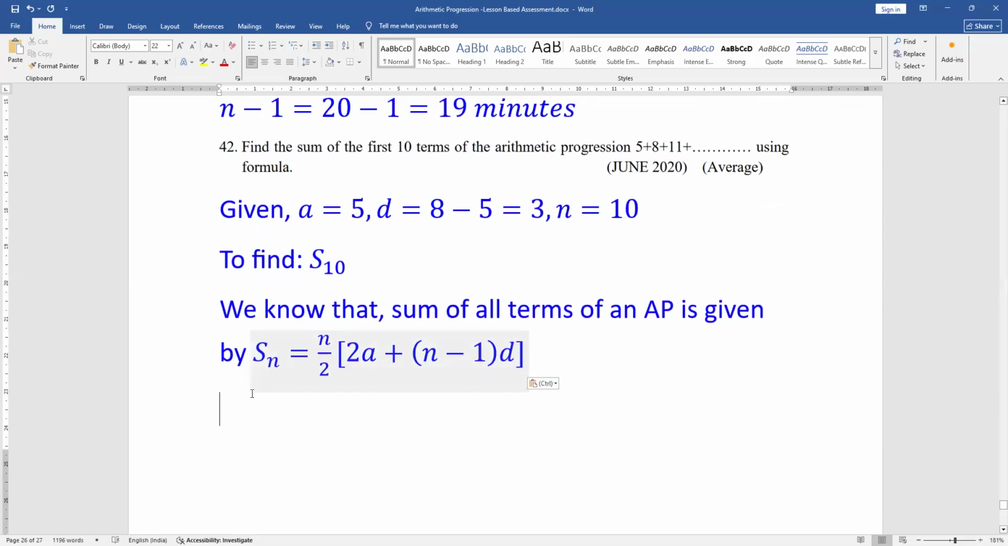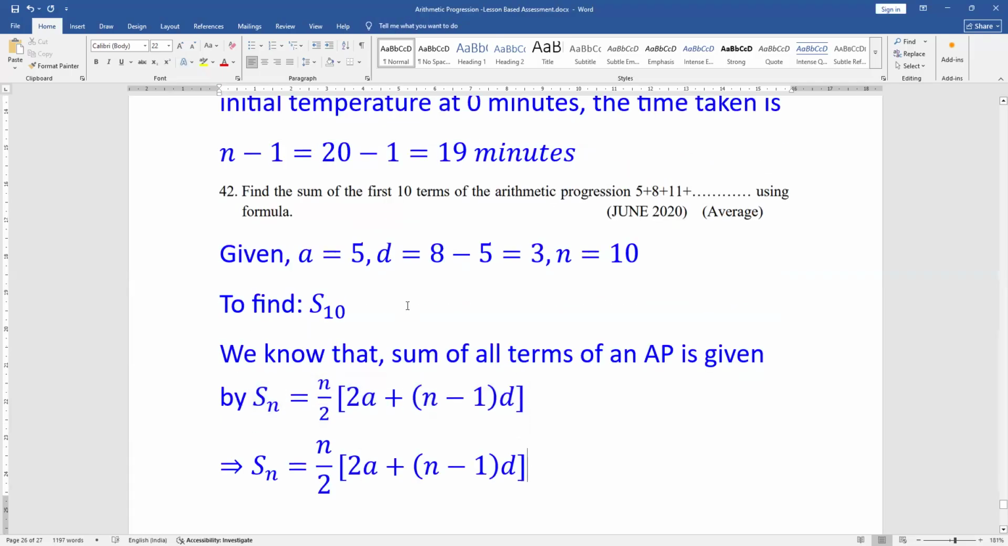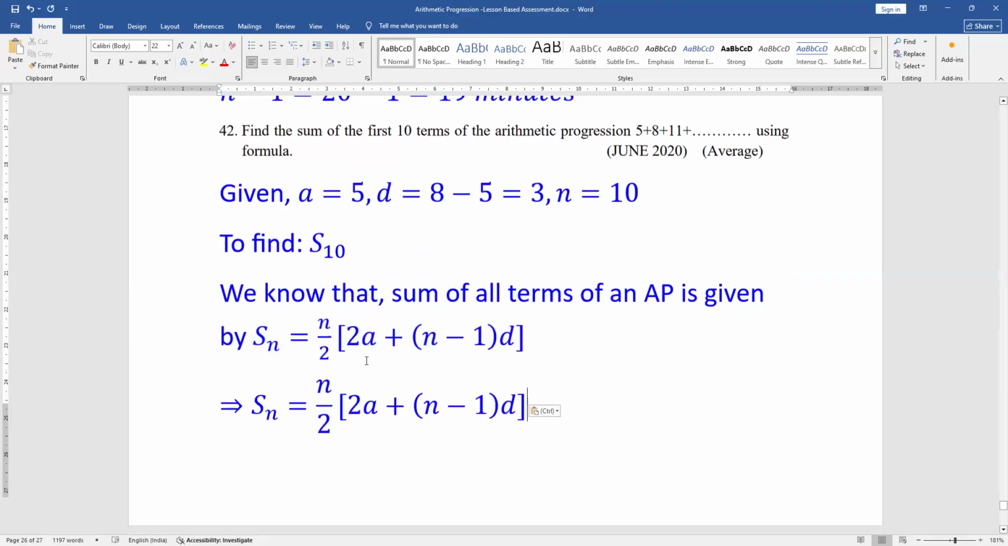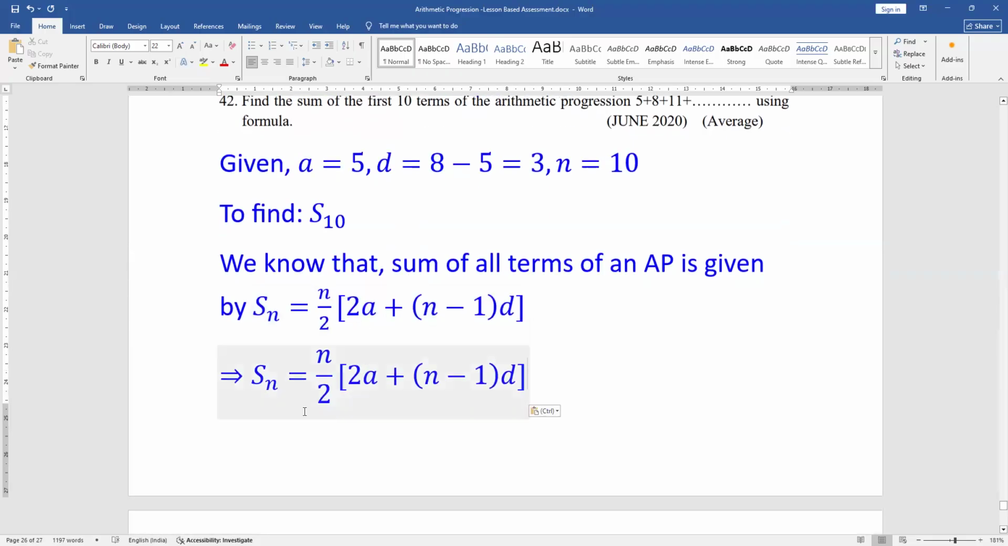So now I take the same formula here. I'll show you the substitution, how it works. In my next step, I take down the same formula and show you how the substitution works here. So Sn. When you want to find the sum of first 10 terms, replace all n with 10.